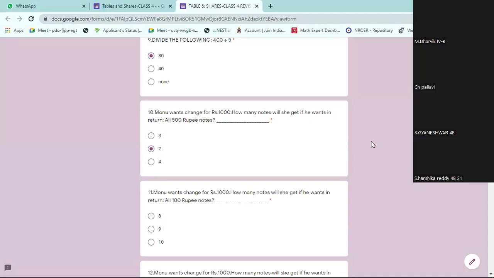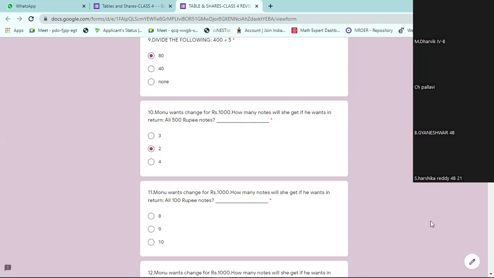10th question. First of all, read the question. Try to analyze, understand, and give the answer. Don't simply be in a hurry. You have to give the answer carefully after reading the question. 1000 rupees change is needed in the form of 500 rupee notes. 500 rupees plus 500 rupees, two 500s will become 1000. It is nothing but 1000 divided by 500. Two 500 notes will become 1000. So it's a very simple question.